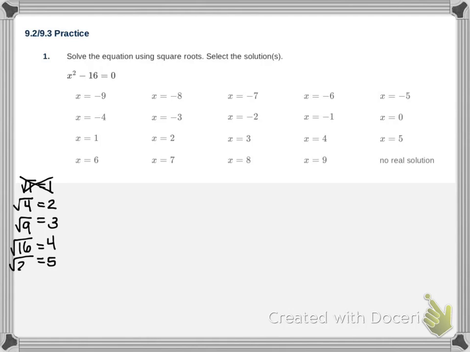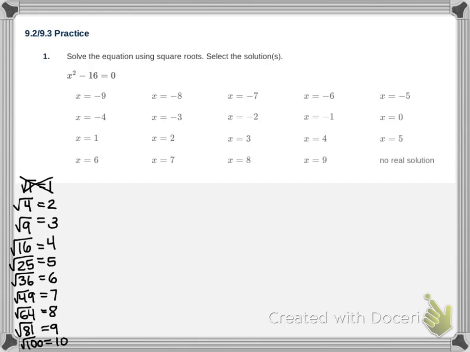5 times 5 is 25. 6 times 6 is 36. 7 times 7 is 49. 8 times 8 is 64. 9 times 9 is 81. 10 times 10 is 100. We could keep going, and you should have a multiplication chart. I will upload one to Google Classroom as well so that you have that.